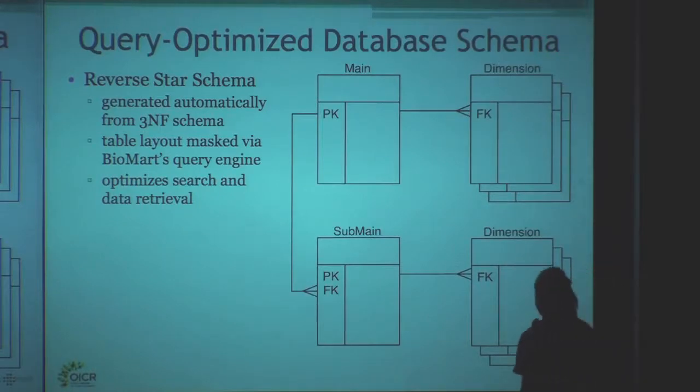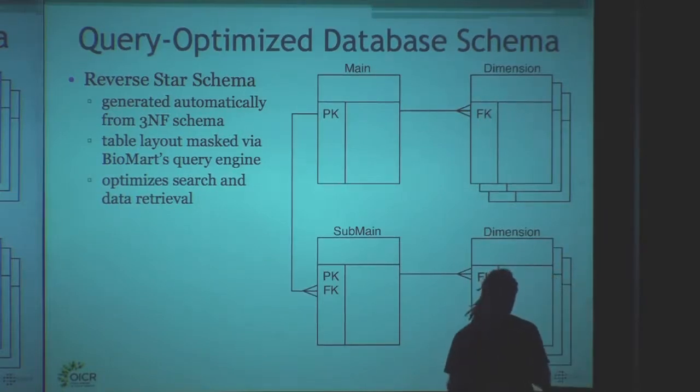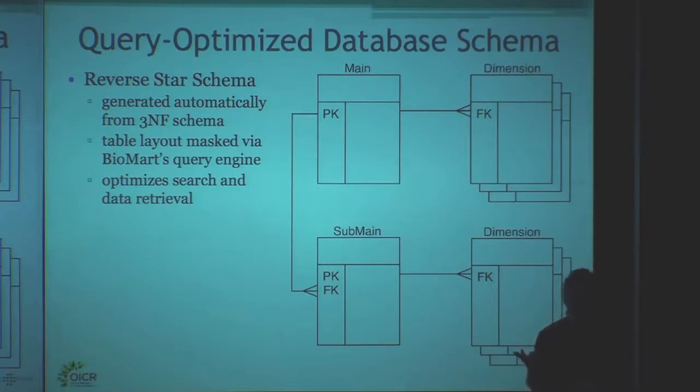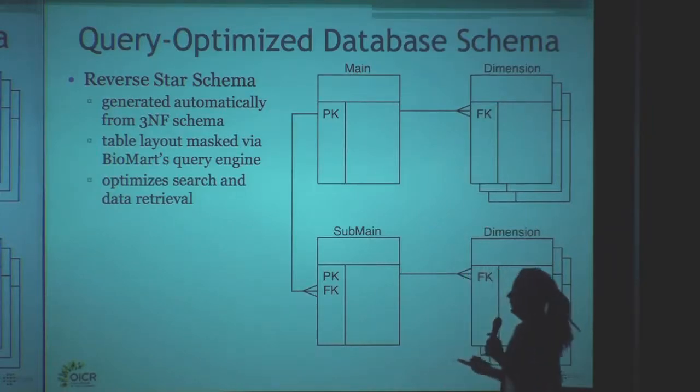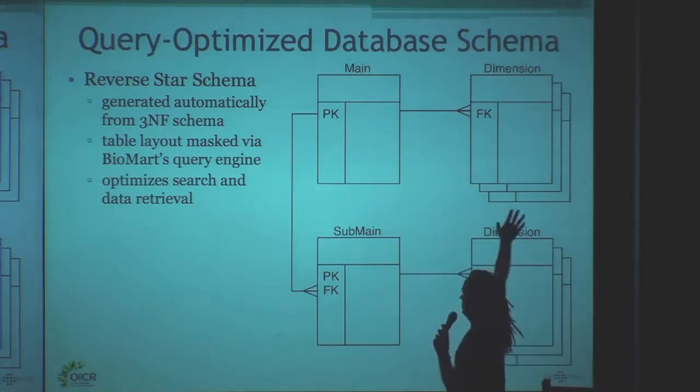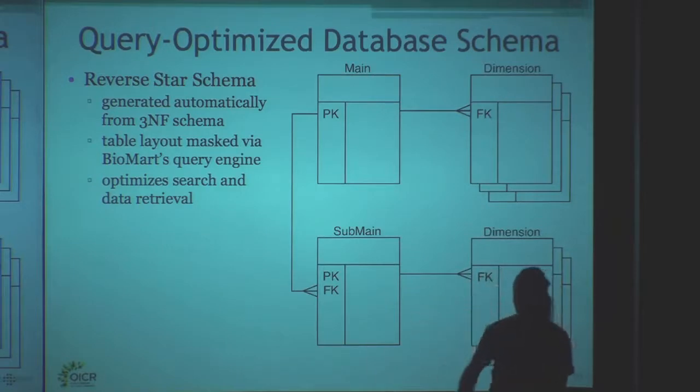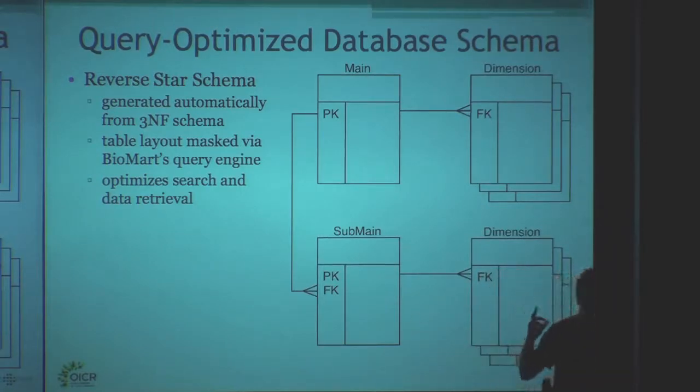So BioMart does not just offer running queries, it also offers query optimization. And it does this in two steps. So first, it offers you the possibility to rewrite your data into a denormalized form, which means if you have your data available in 3NF, then you can transform it in a reverse sparse schema, which looks like this. So you have a main table, dimension tables, other main tables, dimension tables. And if you don't really know what this is, you probably know this from web applications where you denormalize your data by doing an auto join on your data, because then you can query it faster.